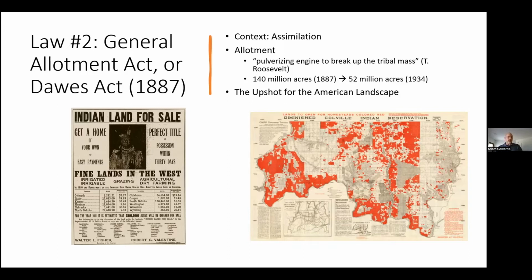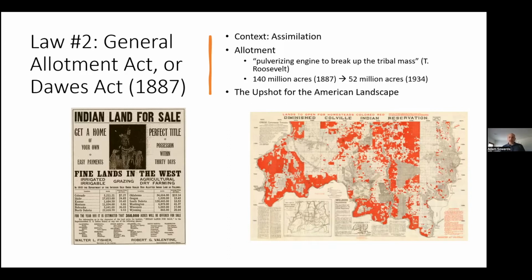Some advocates for the Dawes Act, including Henry Dawes himself, saw selfishness at the root of civilization. And the idea was, if individual Native people had their own land held by individuals, not by families, not by tribal groups, then they would develop this idea of selfishness and would learn, I guess, good capitalist values.